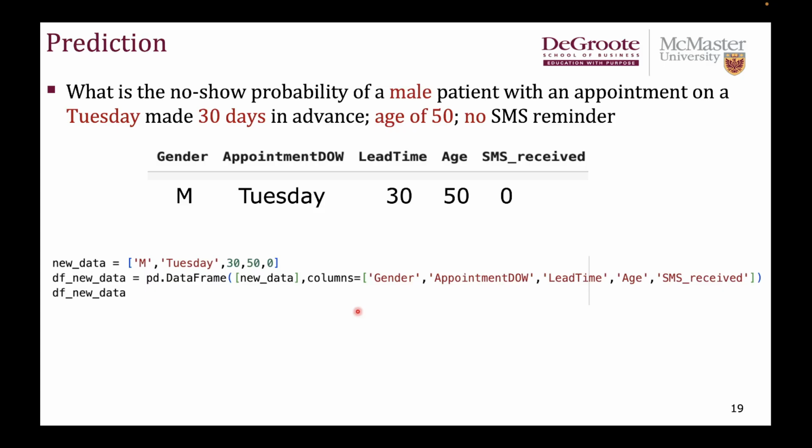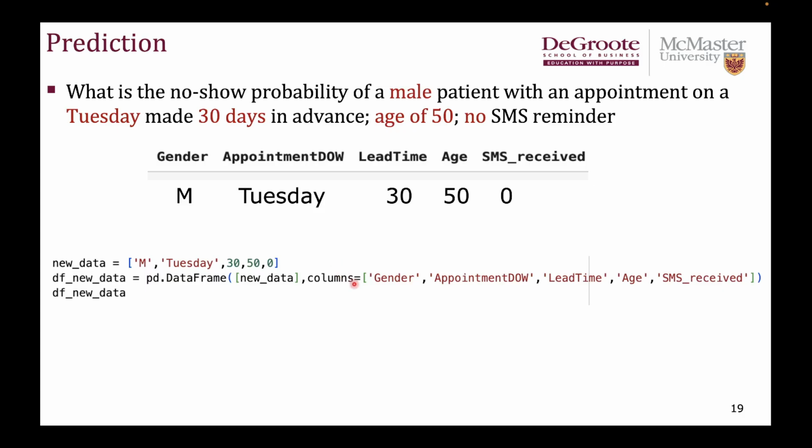Right? So usually you want to predict for a new data record. For example, you have trained on the training data, but now let's say another patient showed up, booking an appointment. Let's say that patient is a male patient, and he got an appointment on a Tuesday, so that's why appointment DOW, day of the week, is Tuesday. And lead time is 30, so the appointment is 30 days later. The age of that patient is 50 years old, and SMS received is 0, meaning that we won't remind the patient for the appointment.